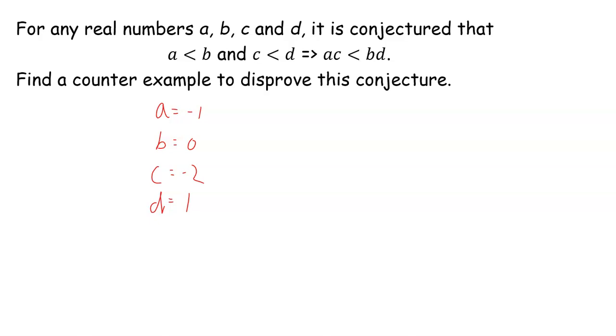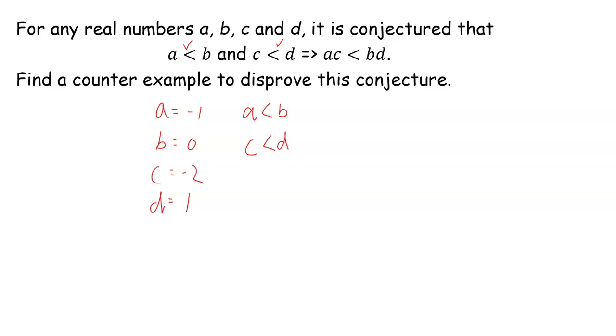Now, this holds for the 2 conditions initially, because here, a is less than b, so that's satisfied. c is also less than d. That's satisfied. Now remember, I can pick any real number. So negative values are on the table, zeros are on the table, positive values are on the table.